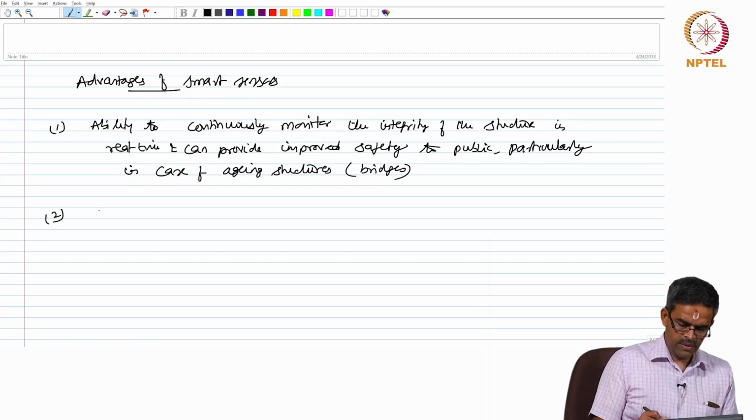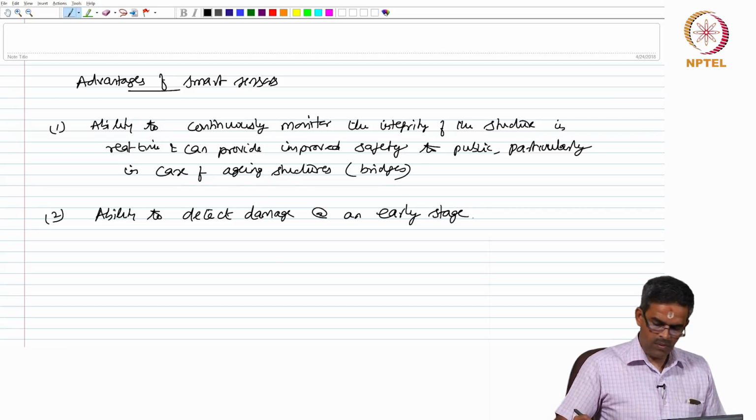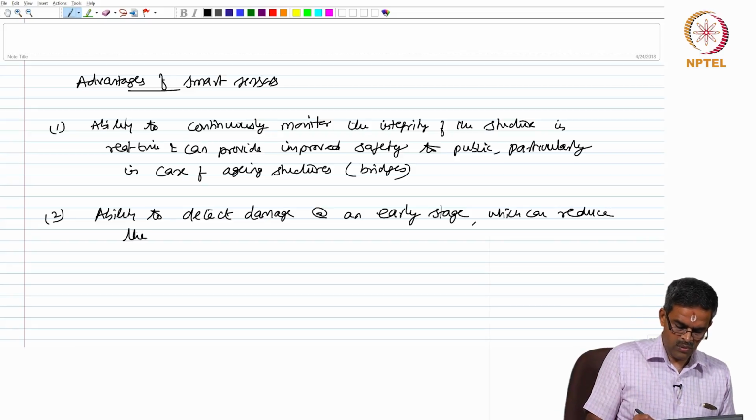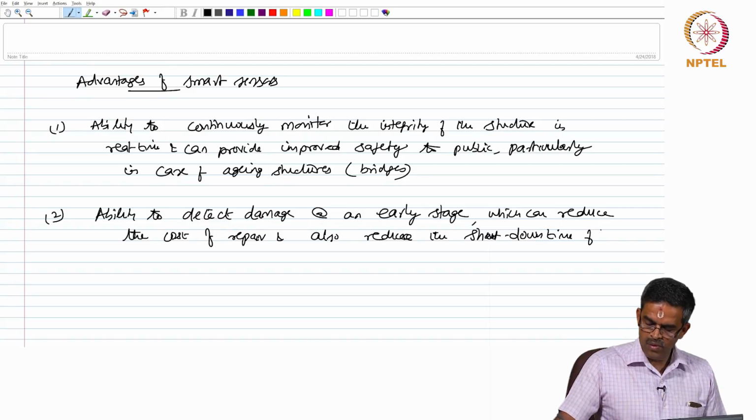The second advantage is it has an ability to detect damage at an early stage, which can then reduce the cost of repair and also reduce the shutdown time of the structure.